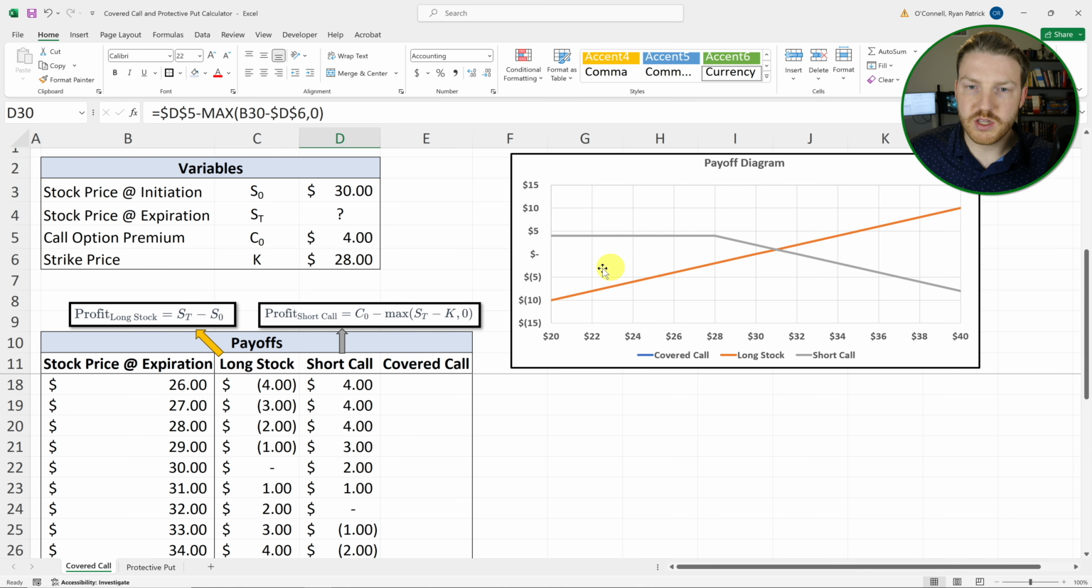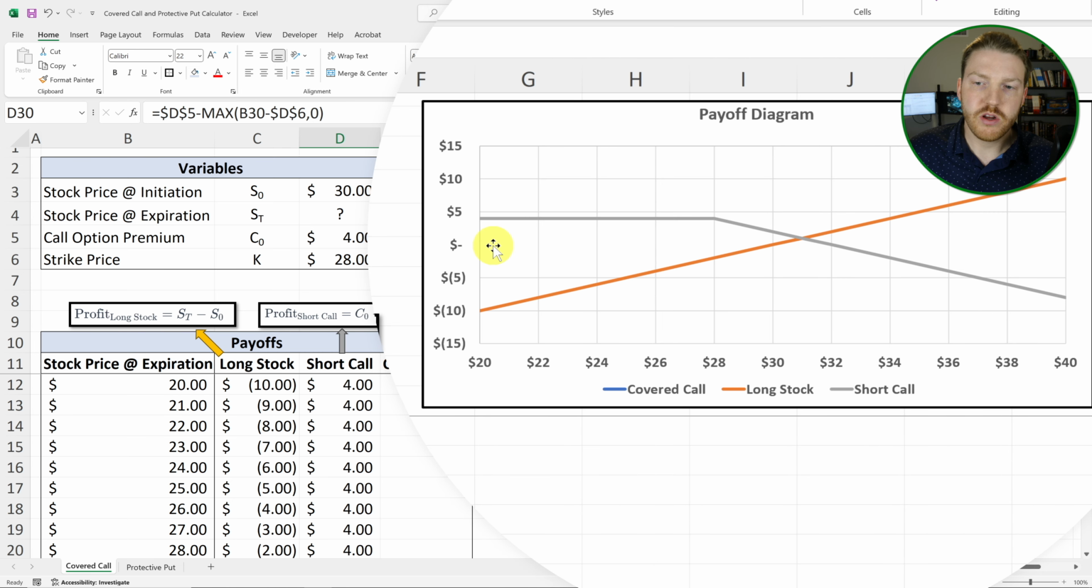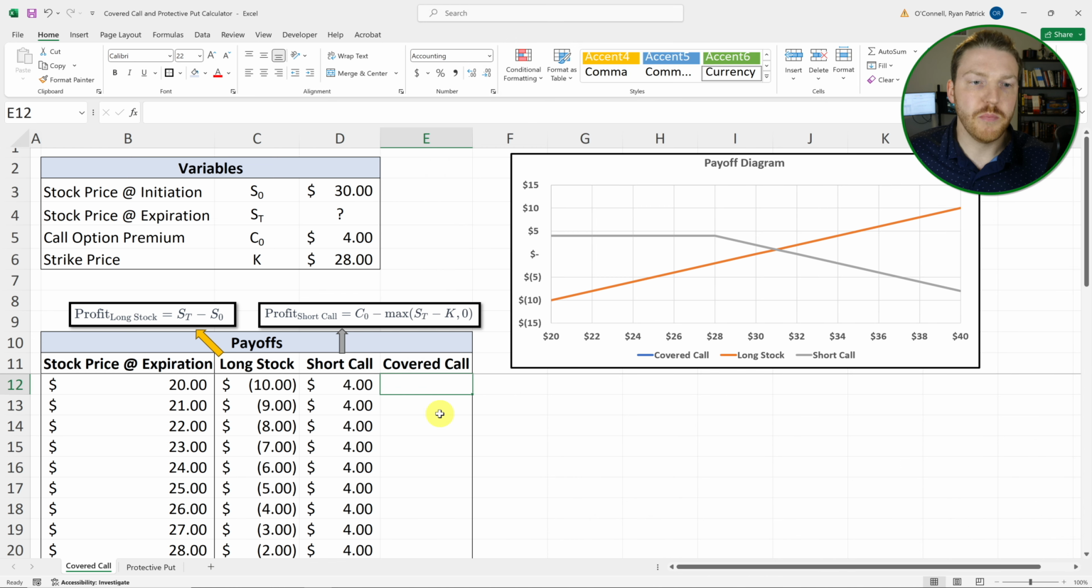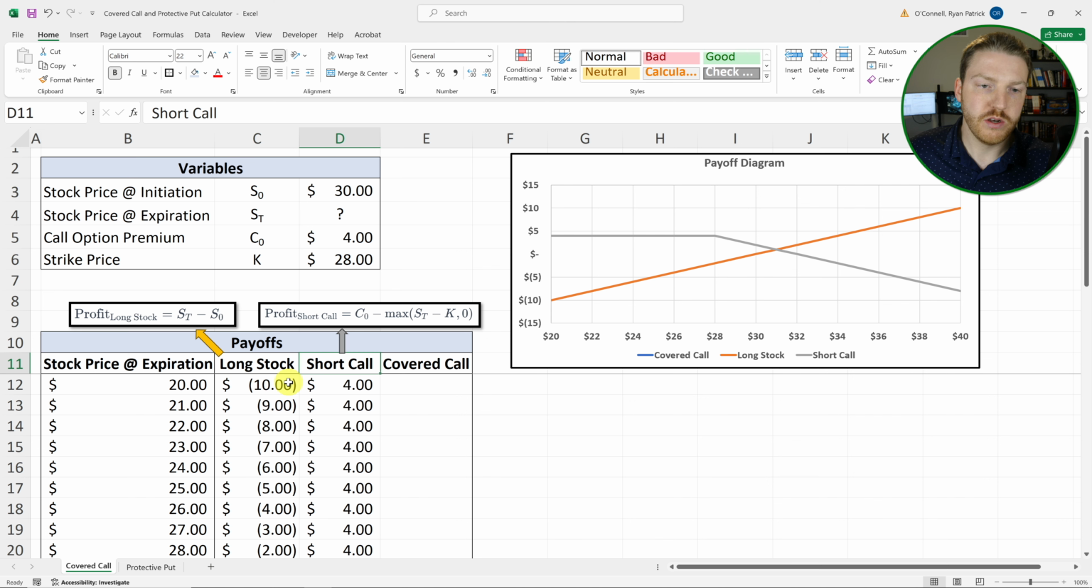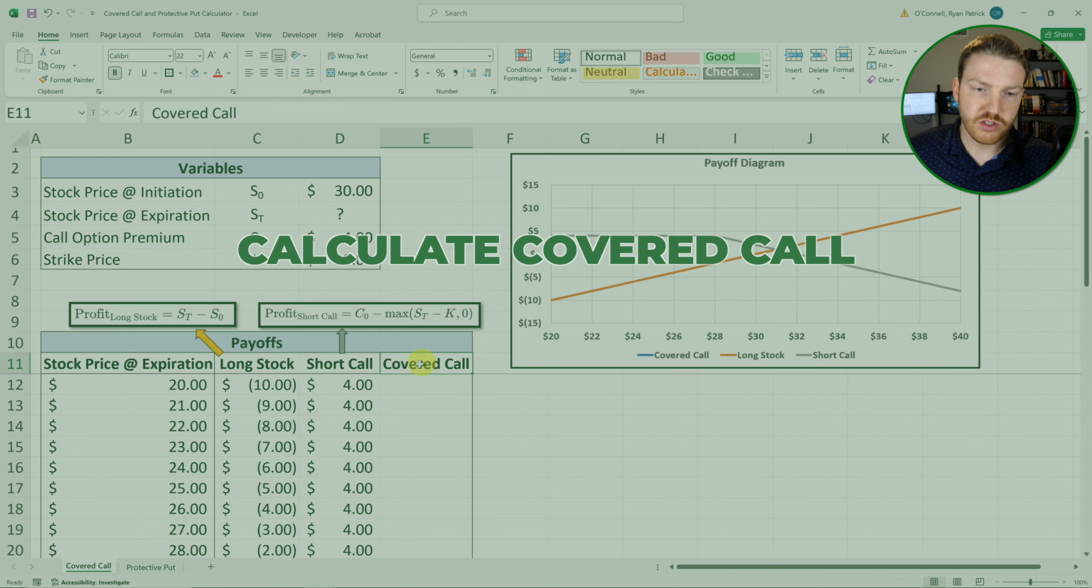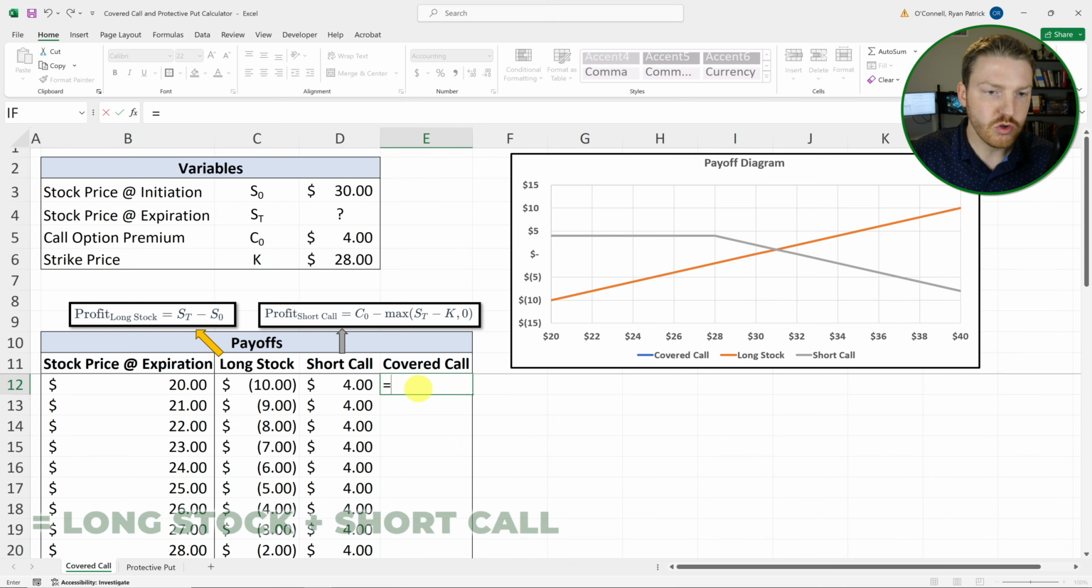We can also see that mapped out in this chart here. If you short a call, you are profitable when this gray line is above 0. So you're profitable all the way up until you hit 32, and then you start being unprofitable. But what happens if we combine a long stock position with a short call position? That is a covered call. So we just combine these two payoffs.